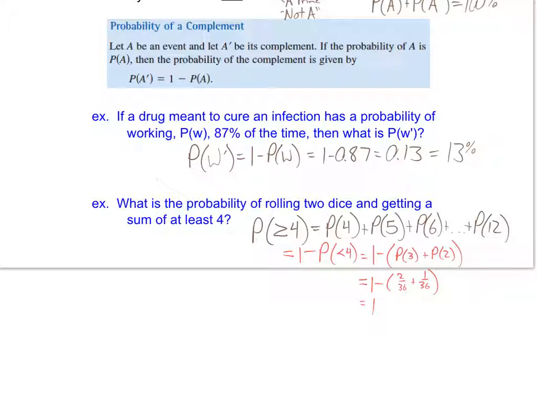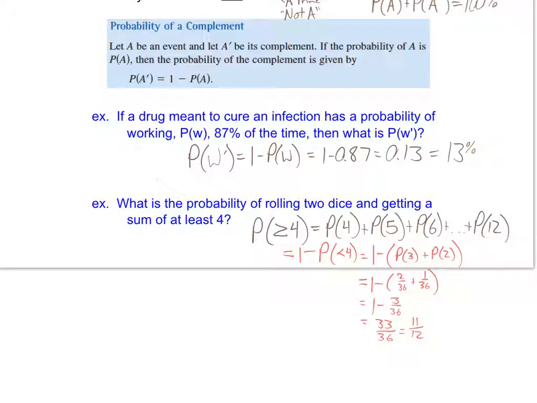Okay? So this is 1 minus 3 36ths, which is 33 36ths, or 11 12ths. So my probability of rolling at least a 4 is 11 out of 12. Okay, on average I'm going to roll something 4 or higher 11 out of 12 times I roll the dice. Why do we not go for 1? Well, because you're rolling 2 dice, right? So you got to at least get a 2.